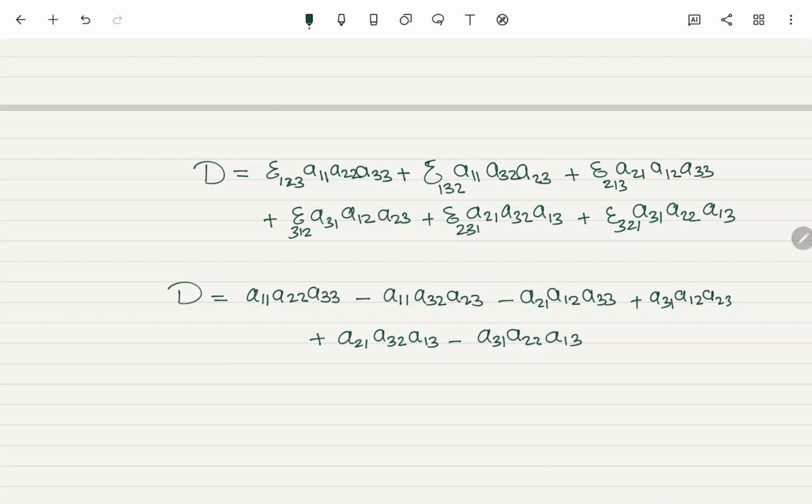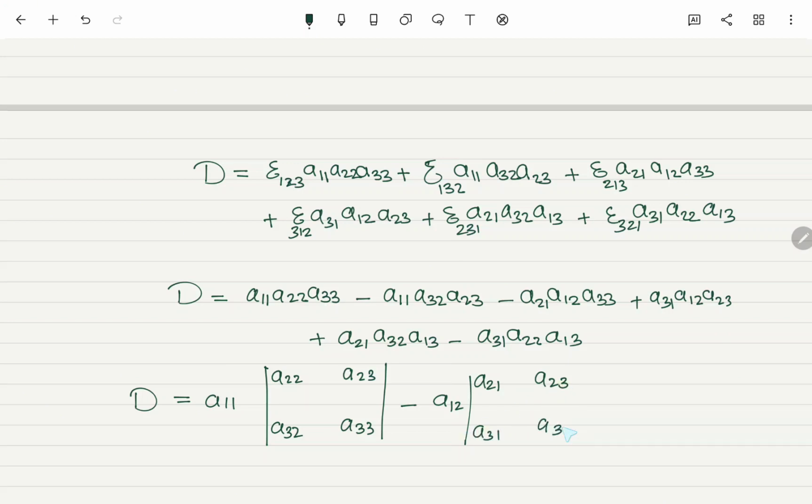And simply we can rewrite this D as A11 times the 2 by 2 determinant of A22, A23, A32, A33, minus A12 times the 2 by 2 determinant of A21, A23, A31, A33, plus A13 times the 2 by 2 determinant of A21, A22, A31, A32.